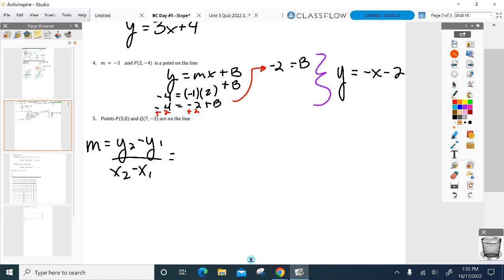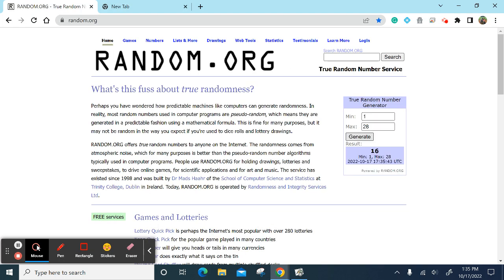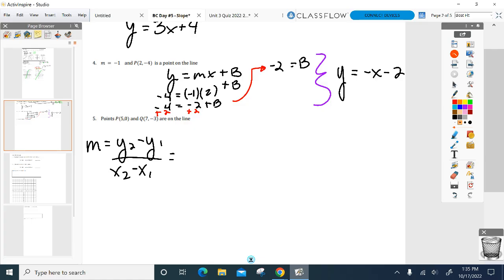y2 and y1 are the y coordinates of both points. Give me the y coordinates of both points. 16. Yes. P and Q both have x and y coordinates. I want the y coordinates of each.